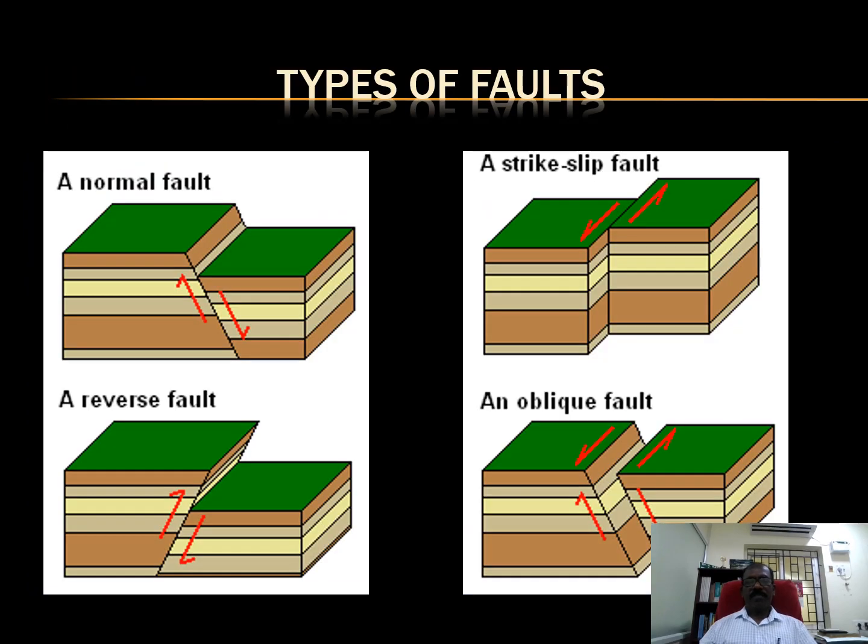The next thing: what are the types of fault? This is called normal fault. This is strike slip fault. This is reverse fault. This is an oblique fault. See, when the crust bends, folding occurs, but when it cracks, then faulting takes place.